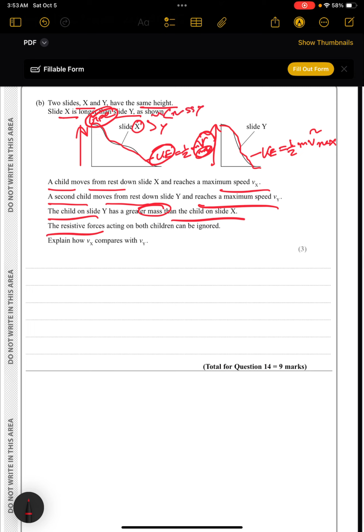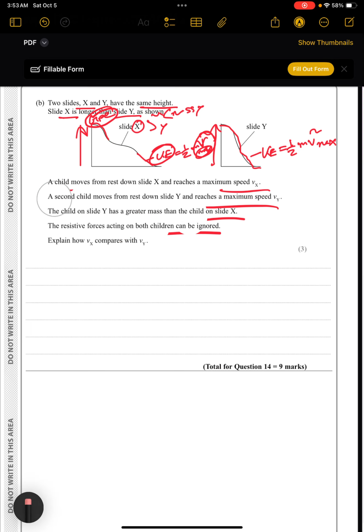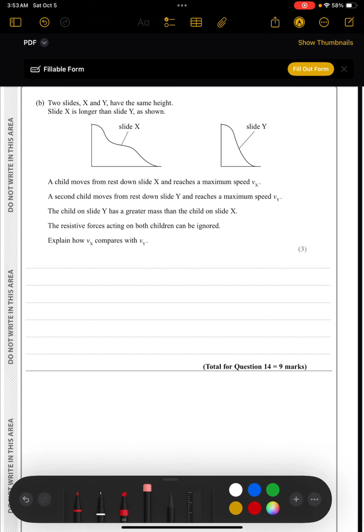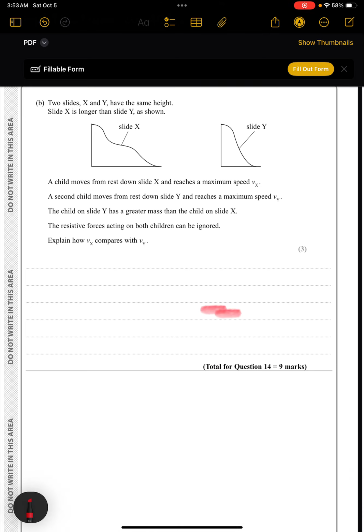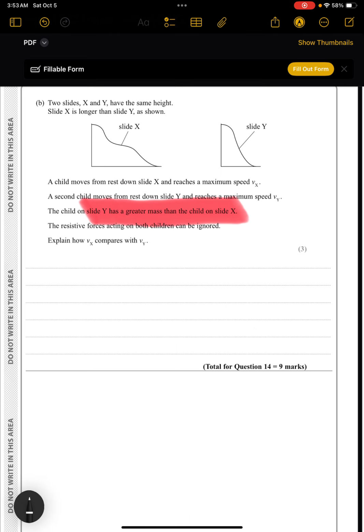They have said the resistive force on both the children can be ignored. Explain why vx compares with vy. So they have asked us to compare the velocity of child x and the velocity of child y. They have especially mentioned that the child y has a greater mass than x. This is the slight hint they have given us regarding the answer. So let's go and find it out.